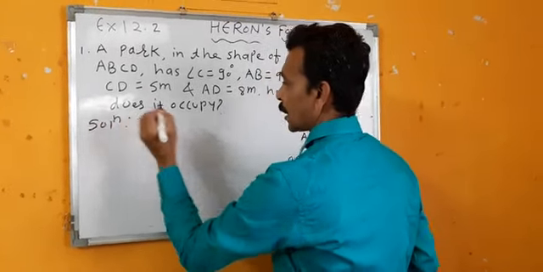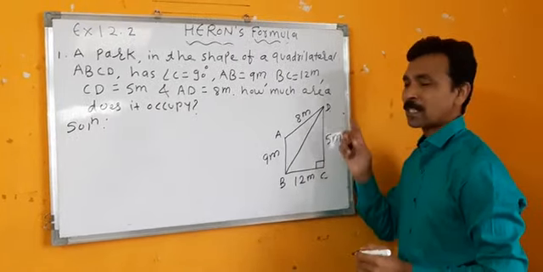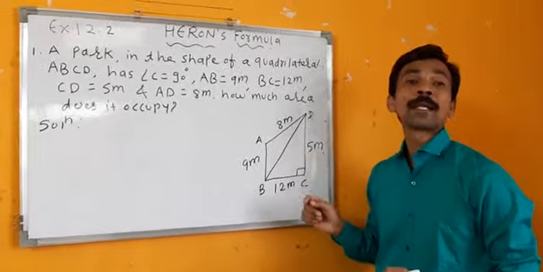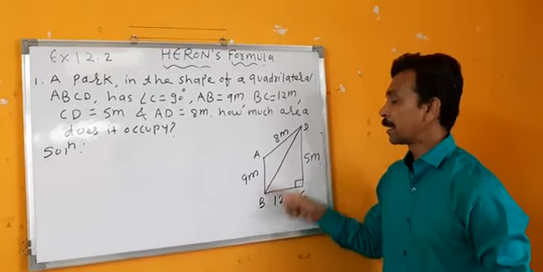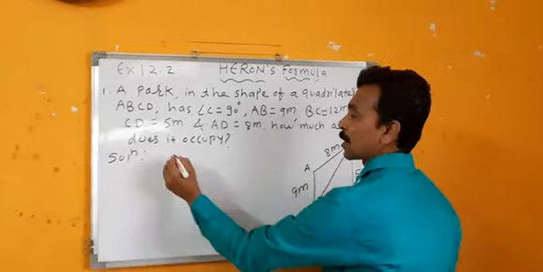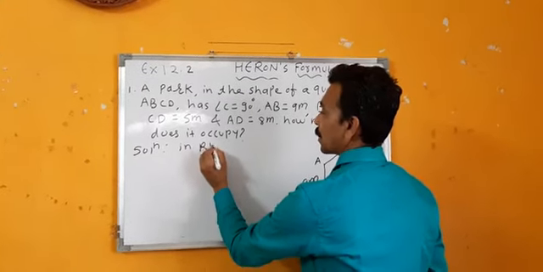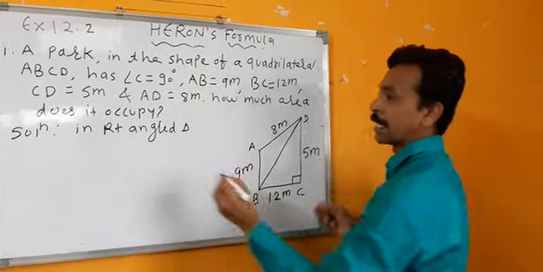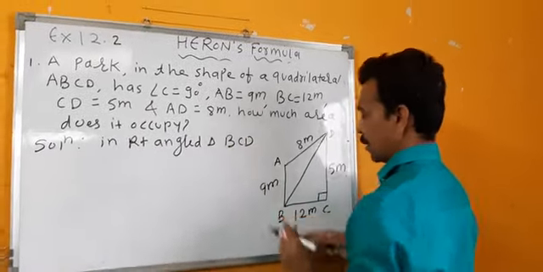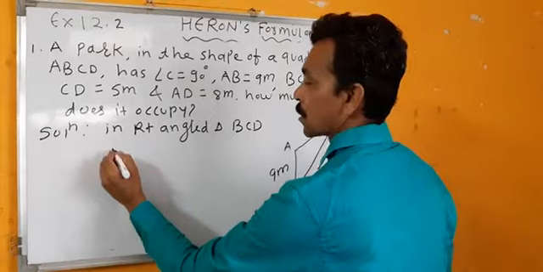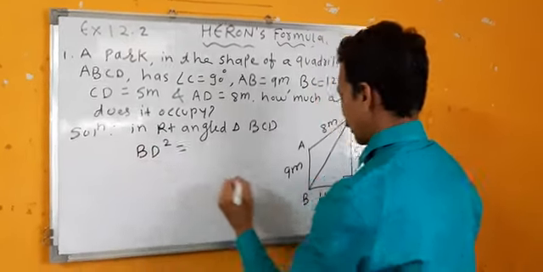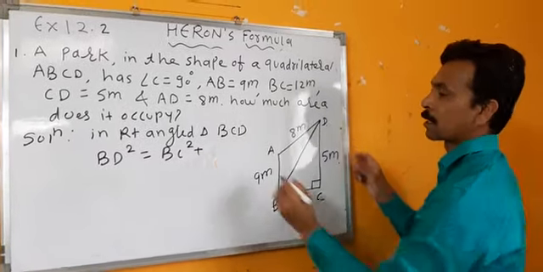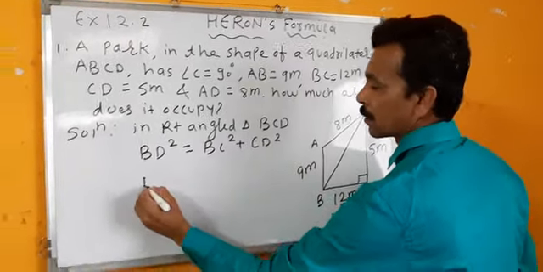After drawing the figure, first we have to find BD. BD is the hypotenuse in triangle BCD, and we have to use Pythagoras theorem. So in right angled triangle BCD, BD is the hypotenuse. So it will be BD square is equal to BC square plus CD square.